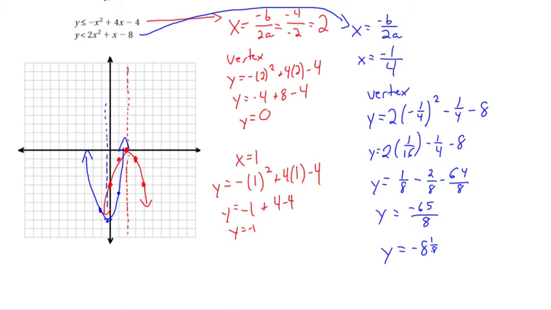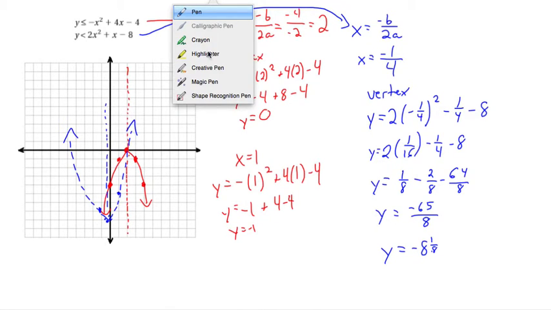Sorry, I did that wrong. I got ahead of myself. What did I do wrong? This is y is less than. There is no equal to. So this is going to be a dotted parabola.